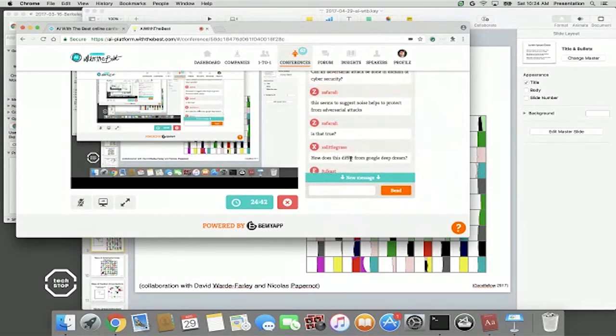Someone asked, how does this differ from Google Deep Dream? So both Deep Dream and adversarial examples are based on taking gradients of the output with respect to the input. I believe that adversarial examples came before Deep Dream, but I don't know exactly how long ago people started working on Deep Dream. The goal of Deep Dream isn't necessarily to cause the model to make a mistake. The goal of Deep Dream, as far as I understand it, is more to produce interesting artistic images.